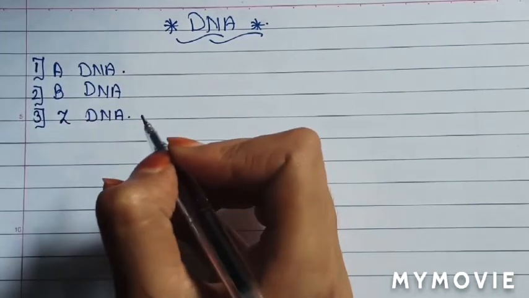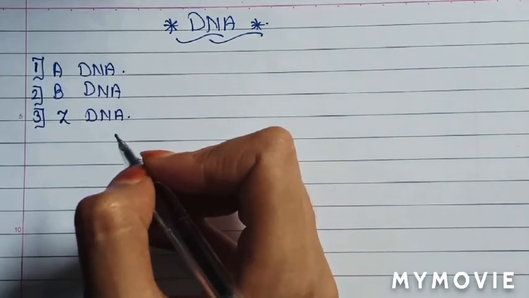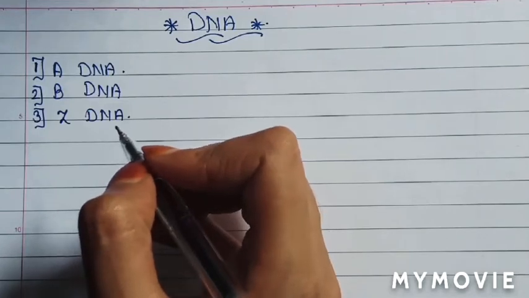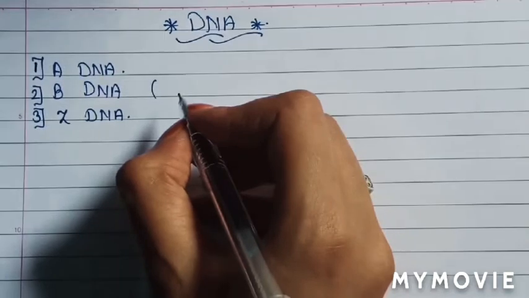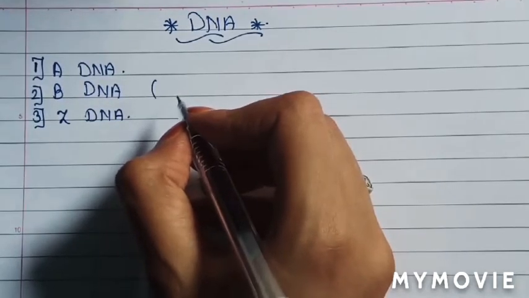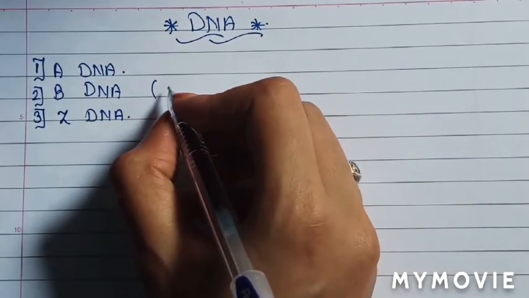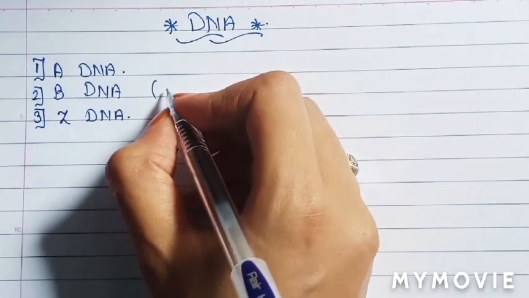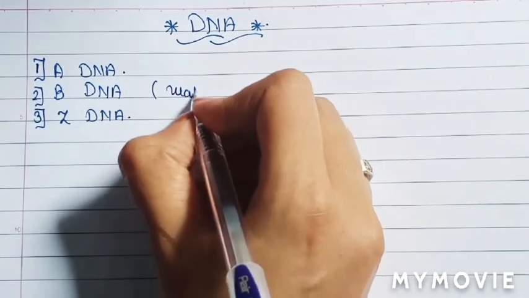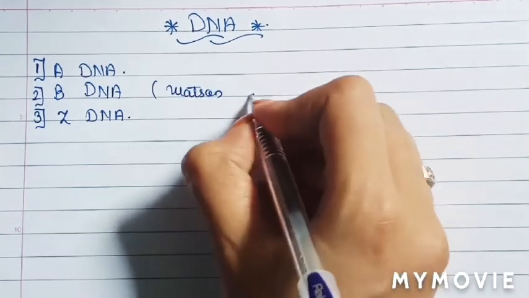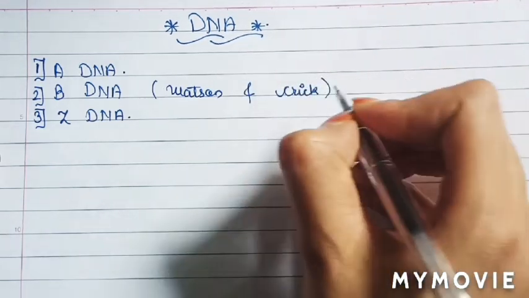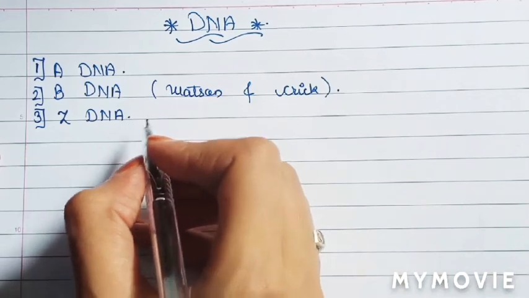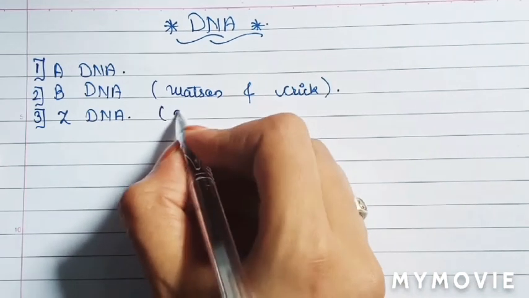First, if we want to talk about the DNA, we have to look at the B-DNA. It is a common DNA found in all organisms. This model of B-DNA was given or proposed by Watson and Crick. And Z-DNA is a zigzag DNA.